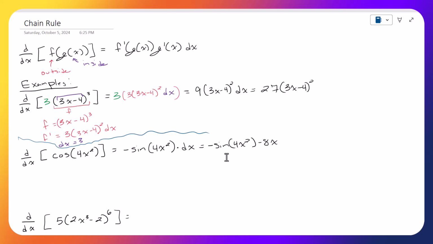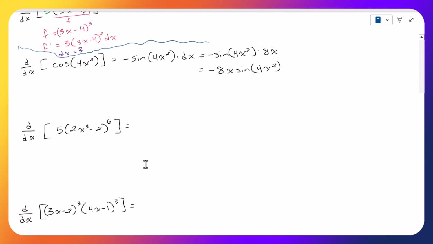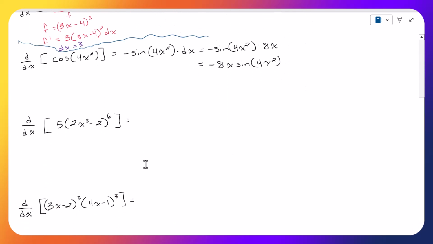And then just making that cleaner, we have negative, why did I say negative 8x? What am I doing? Times positive 8x. So we have negative 8x sine 4x squared. And that's it. Chain rule on the next one.